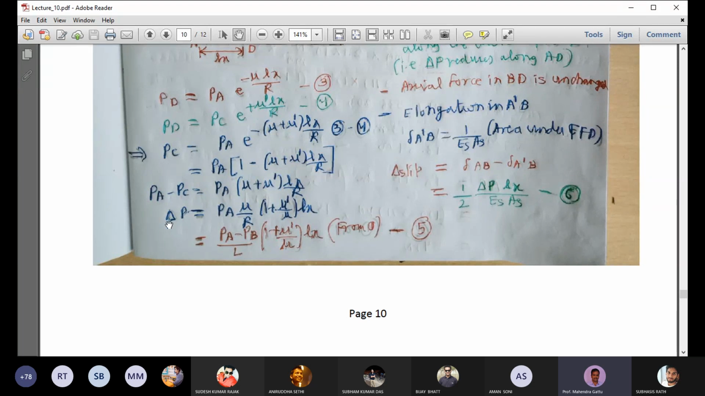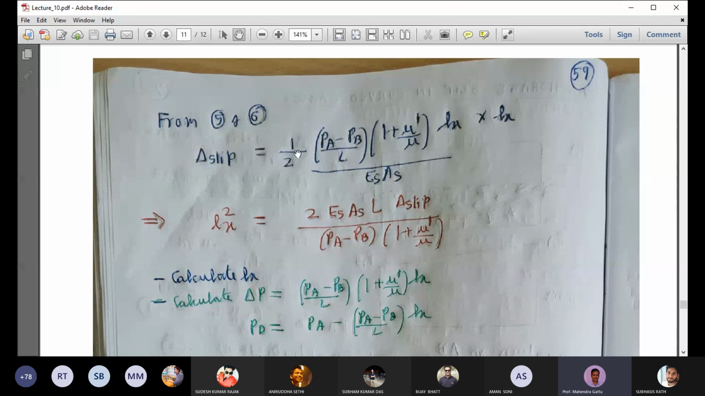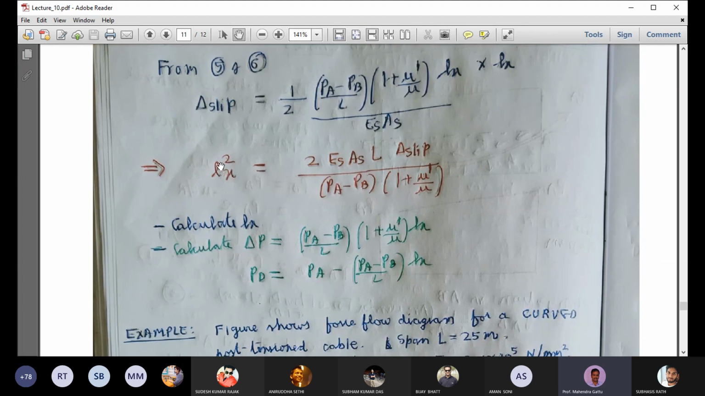Now what we do, this delta P value is this thing, we substitute it here in delta slip equation. Okay, so here there is Lx and there is another Lx there. So it will become Lx square, and we can find out Lx. So that's what we'll do here. So delta slip will be half delta P into Lx by Es. So delta P is this value, PA minus PB by L into 1 plus mu prime by mu into Lx. So we have Lx square, and we can send this entire term to this side. So we have 2 ESAS L delta slip by PA minus PB into 1 plus mu prime by mu. So this is the Lx square value.